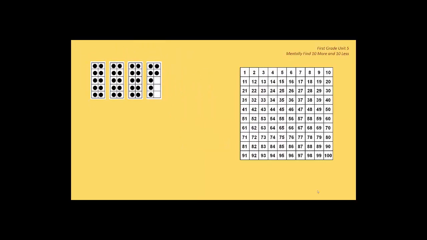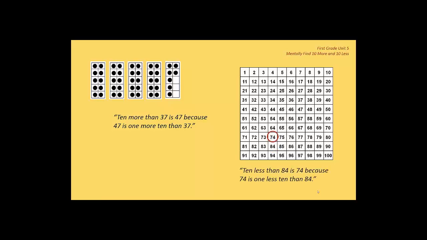When mentally finding 10 more or 10 less than a given number, it is important that students rely on place value understanding rather than counting. Students might use visual models such as 10 frames or hundreds charts when mentally finding 10 more or 10 less. 10 more than 37 is 47 because 47 is 1 more 10 than 37. 10 less than 84 is 74 because 74 has 1 less 10 than 84.